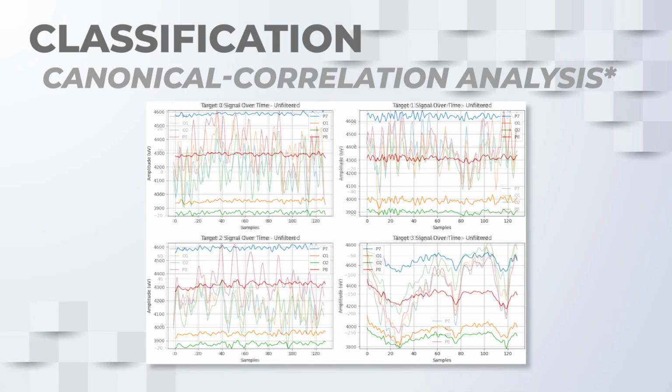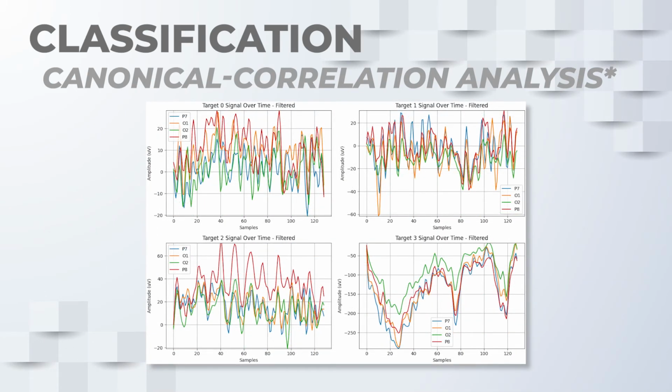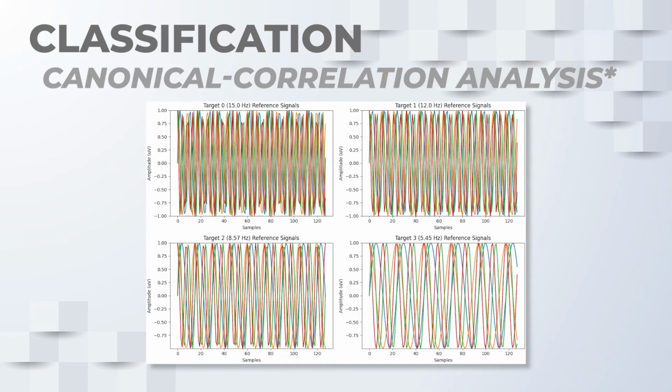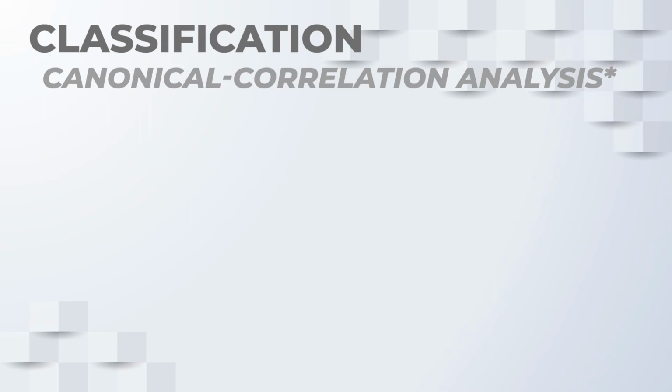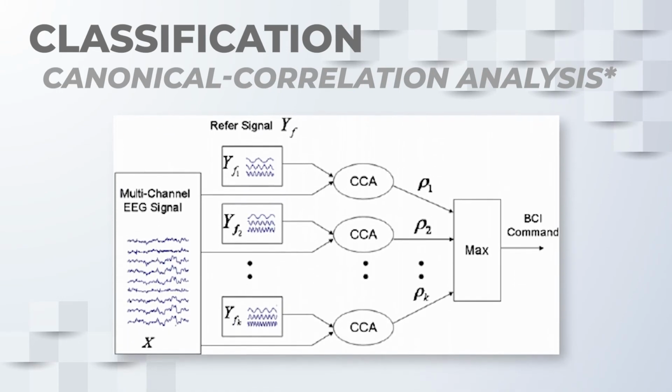First, we filter the data using a bandpass filter to remove low and high frequency noise. We generate sine and cosine waves at each target frequency along with the second harmonic. Once we have the reference signals for each target frequency, CCA finds 2 canonical correlations between the measured stimulus and each reference. So for 4 targets, there are 8 canonical correlations.